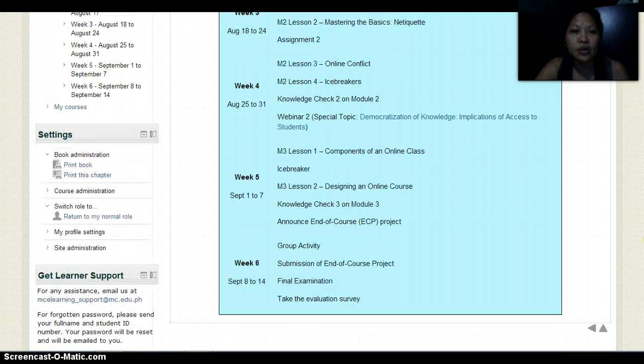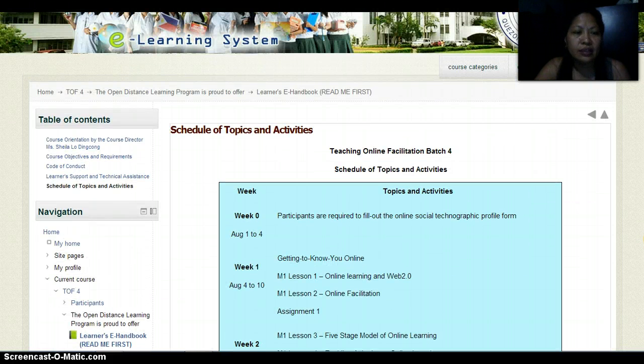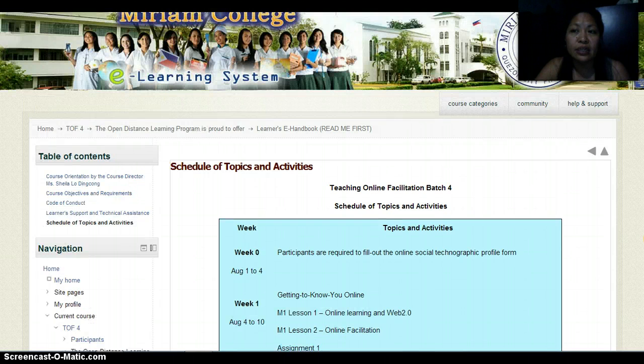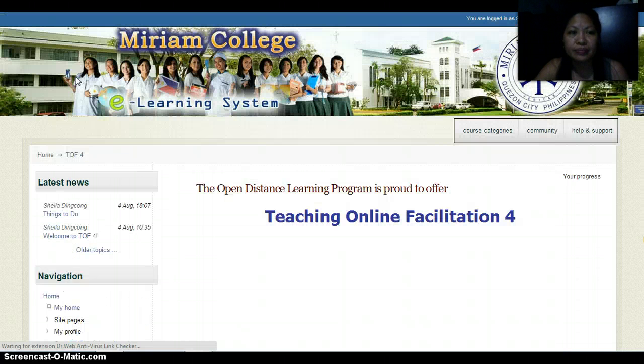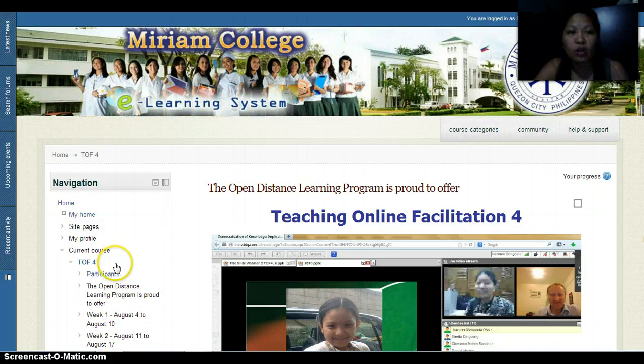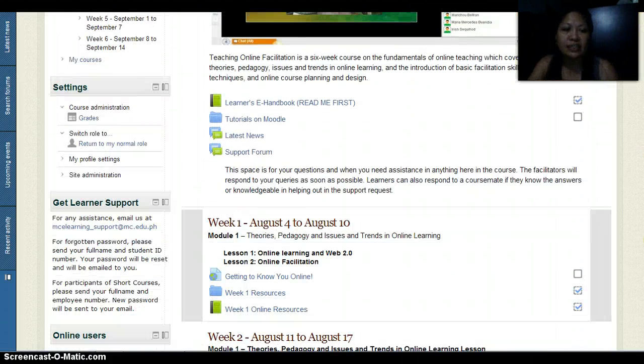Okay, so these are the content of your e-handbook. Let us go back to the home page of our class. You will see here this column on navigation, on settings here on the side, on learner support.